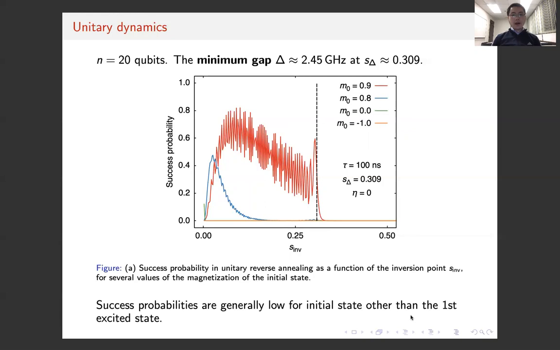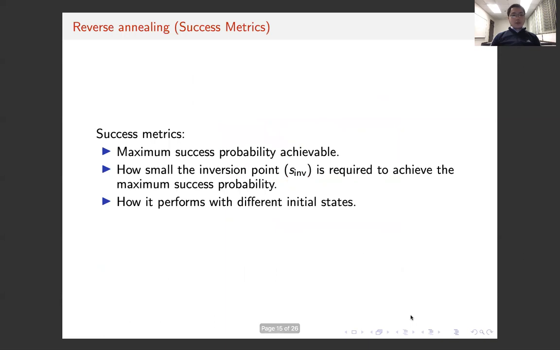We can also see lines of 4 different colors. The red color means it starts from m0 equal to 0.9, the first excited state. The result is reasonable for the red line. That means the maximum success probability can be as high as 0.8, while for the results of the other lines, the success probabilities are generally low. So at this point, I would like to define 3 success metrics to assess whether the reverse annealing is good or bad.